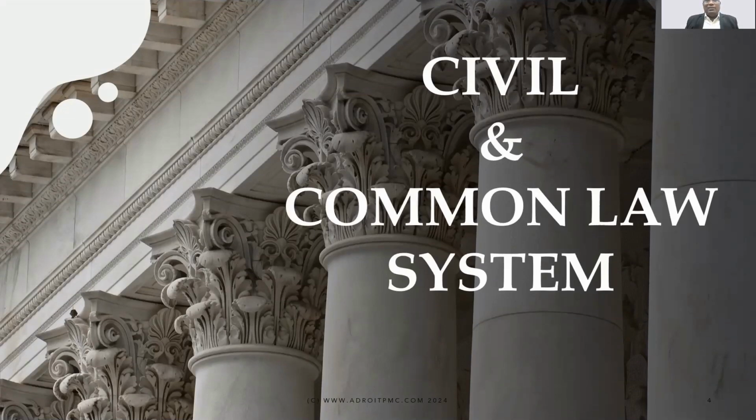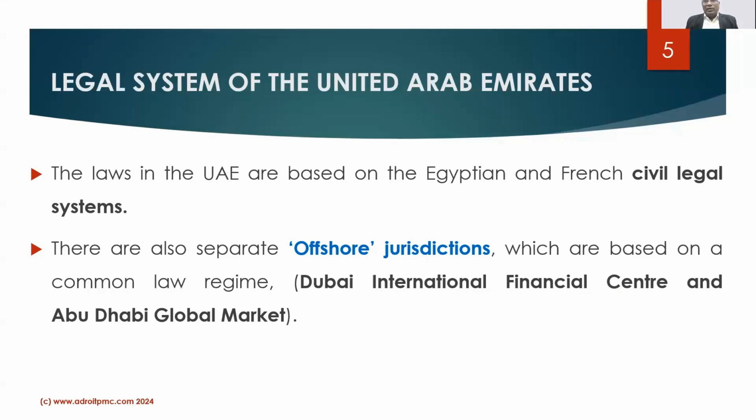We have already seen what is civil and common law system. In the United Arab Emirates, we have a civil legal system based on the Egyptian and the French system. What is the civil law and what is the common law? Common law has two types of laws. The first is the set of laws enacted by the parliament. Also, the latest judgments issued by the Supreme Court will also be law in common law.